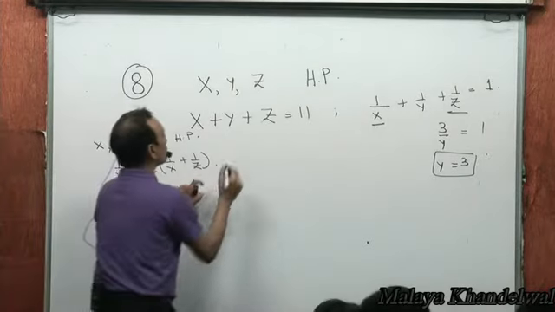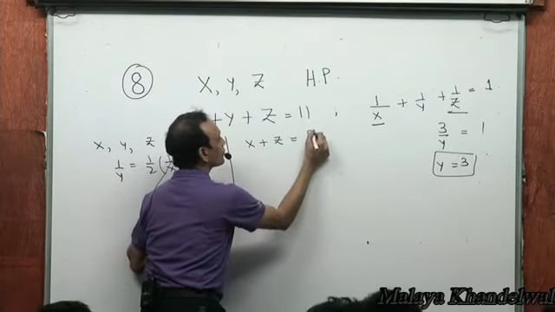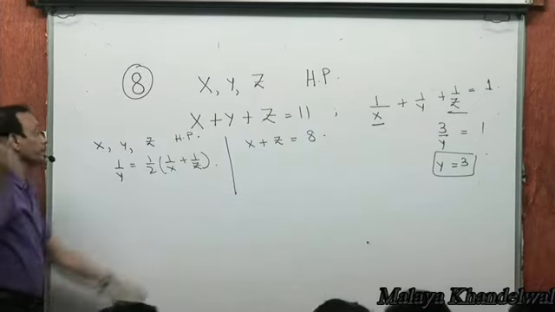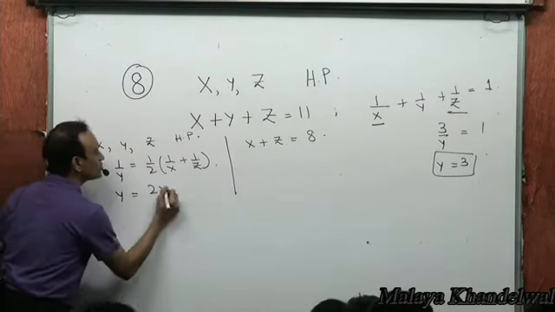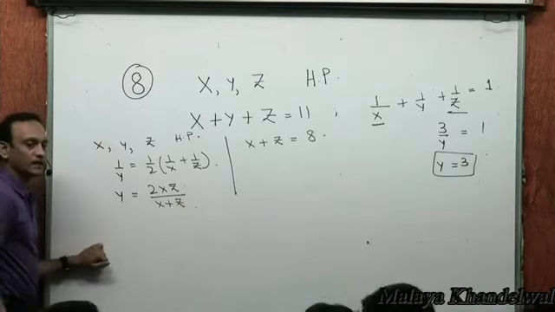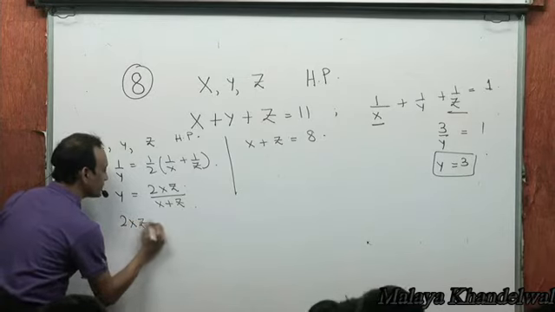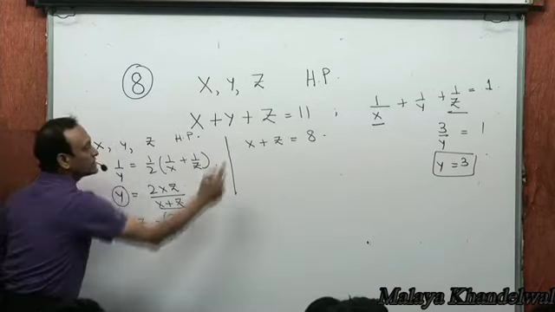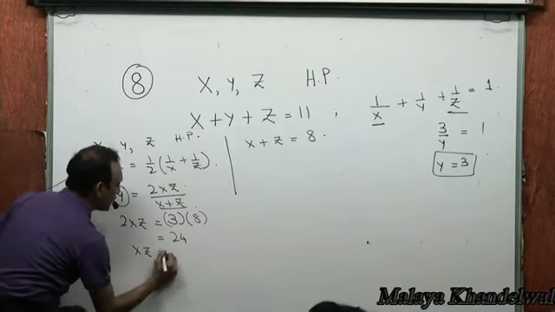Now if Y is 3, then X plus Z is 8. Right? And Y, as you can see, is 2XZ by (X plus Z). Therefore, 2XZ is Y, which we have found is 3, into X plus Z, which is 8, which is 24. So XZ is 12.